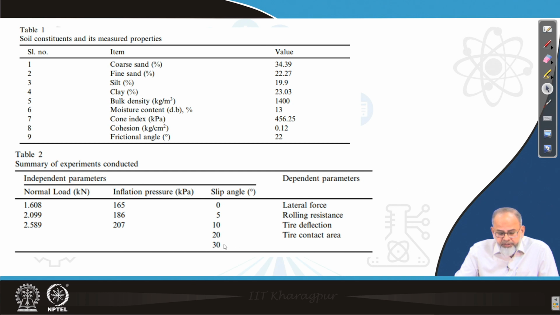0 degree to 30 degree. 0 degree means the wheel is vertical, we are not changing. In steps of 5 degree we studied, and the parameters we measured are the lateral force, rolling resistance, tire deflection, and tire contact area.